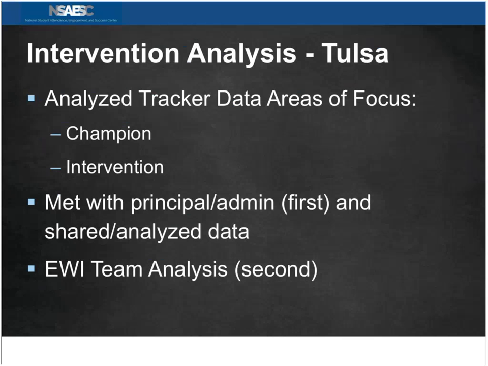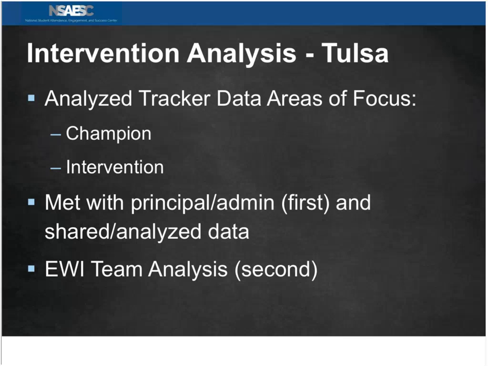So the first example that I'm going to go through to show you what this information actually looks like when we present it in charts and graphs, and what are we actually doing? What questions are we asking? So the first one is from Tulsa, Oklahoma, and their intervention review for this part focused on looking at who their champions were and then looking at the actual interventions. And that topic can vary depending on what it is that you want to measure or what it is that you want to discuss during the meeting.